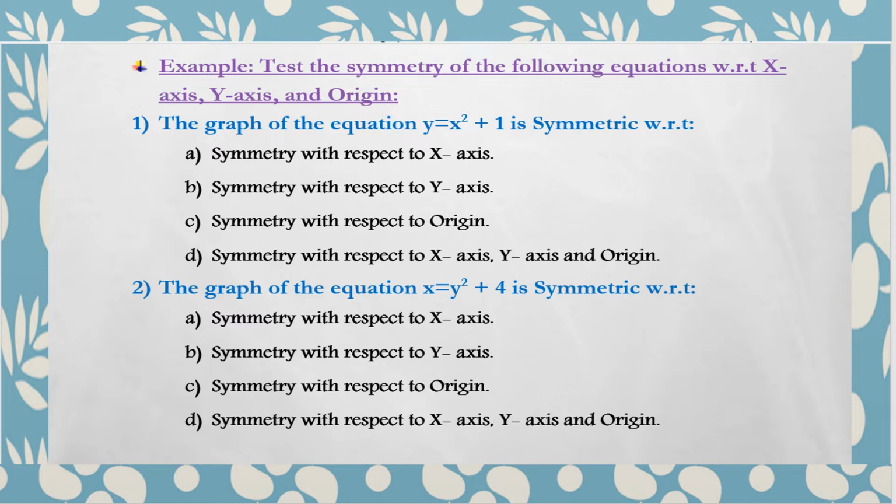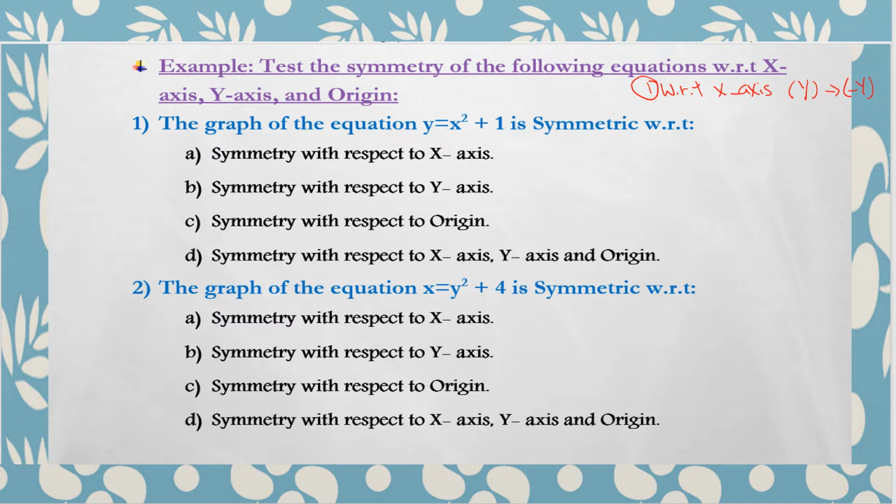Example. Test the symmetry of the following equation with respect to the x-axis, the y-axis and the origin. Question 1. The graph of the equation y equals x squared plus 1 is symmetric with respect to. First, we have to test with respect to the x-axis, and this is by replacing all the values of y with negative y.